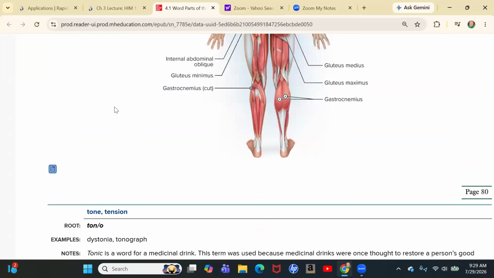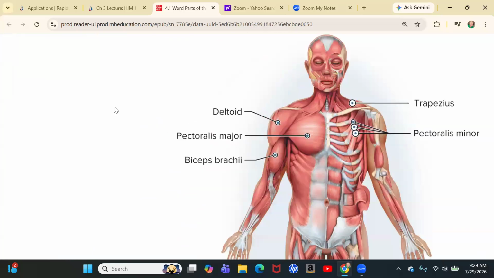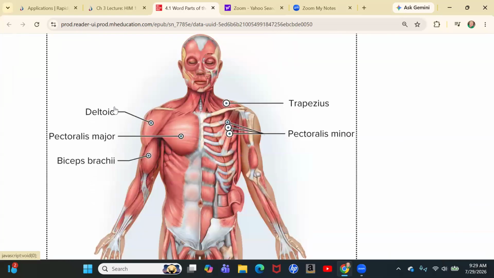Let's go back up here and look at some of the major anterior muscles first. You have deltoid. That term delta is Greek for triangle. You have your pectoralis major.